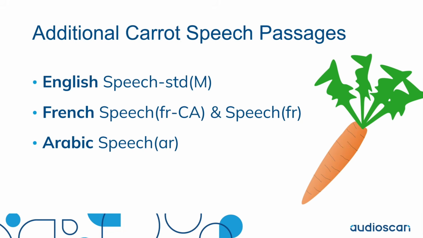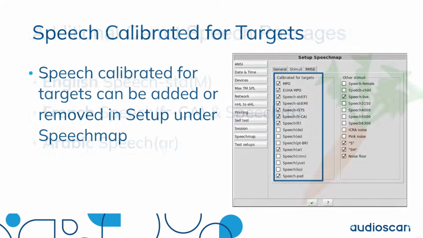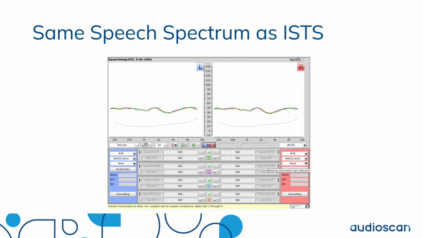In addition, we've replaced our English male speech passage with a new carrot passage spoken by a male. We've also added a new French-Canadian, French, and Arabic carrot passage. In Setup within the Speech Map tab, you can add or remove speech passages that are calibrated for use with prescriptive targets in Speech Map. Any speech passage that is calibrated for targets has a speech spectrum equivalent to ISTS, so any signal can be used depending on your preference and the speech passage that your patient will appreciate most.